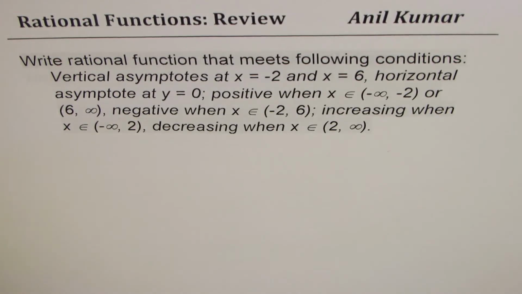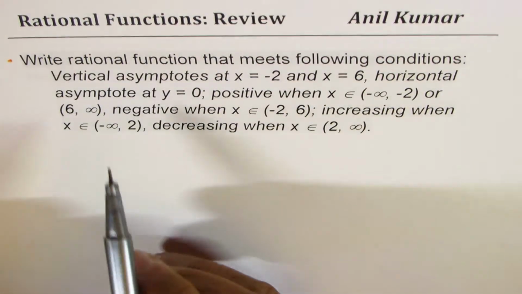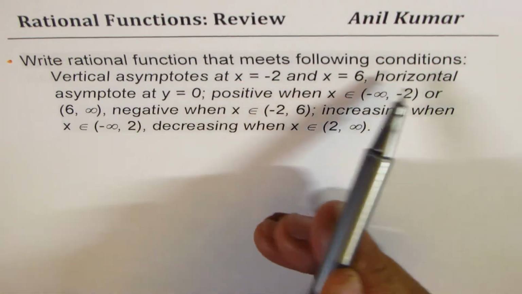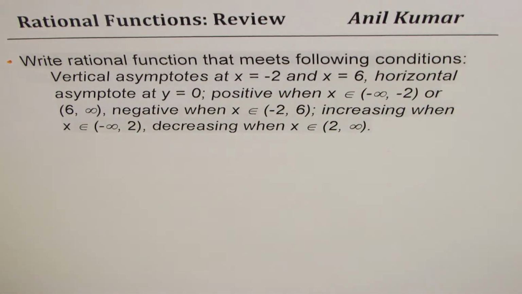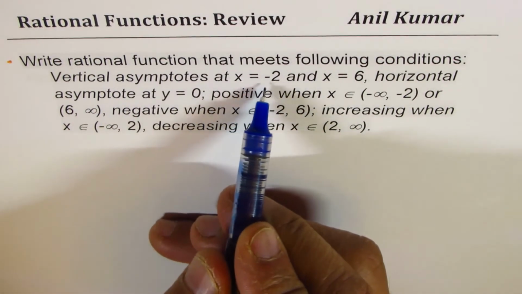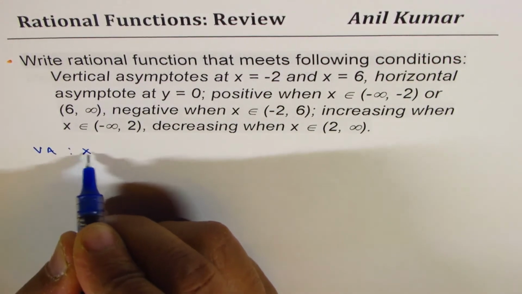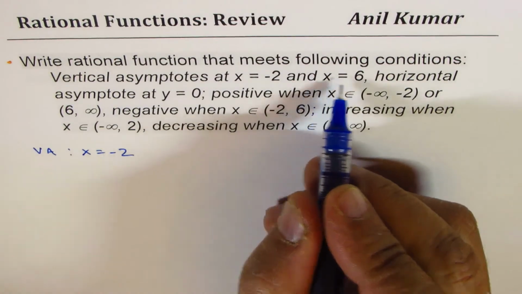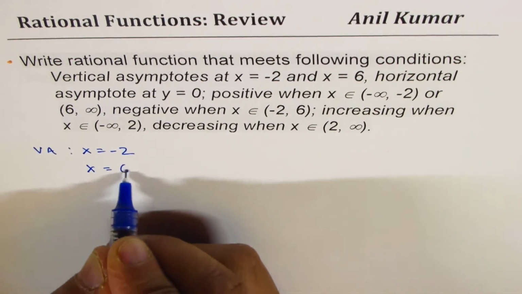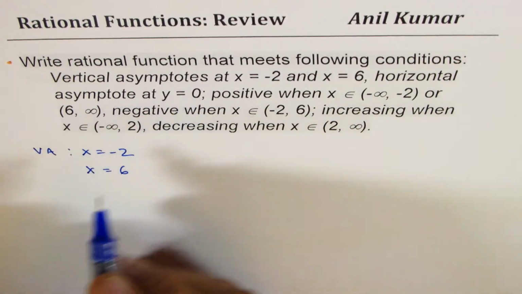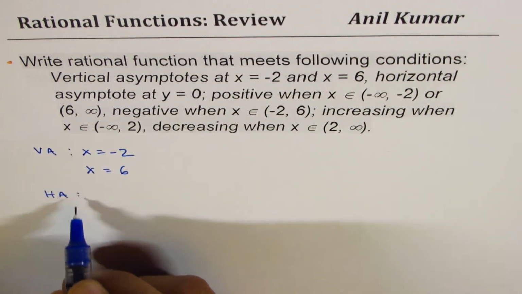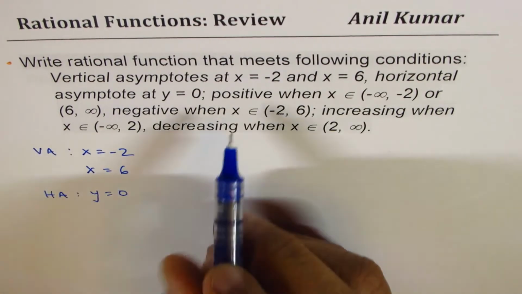The example here is: write a rational function that meets the following conditions. Vertical asymptote at x equals minus 2. Let me write down. Vertical asymptotes at x equals minus 2 and at x equals 6. Horizontal asymptote at y equals 0.